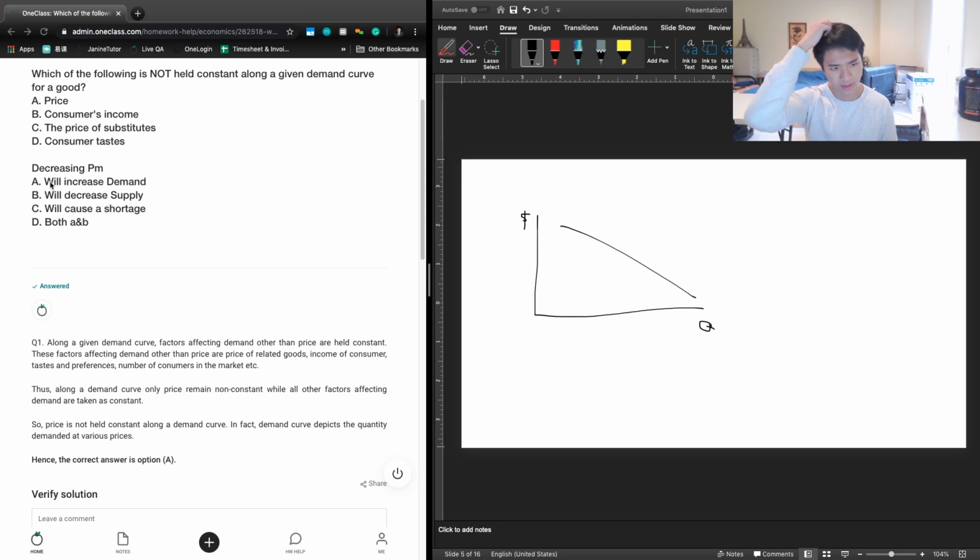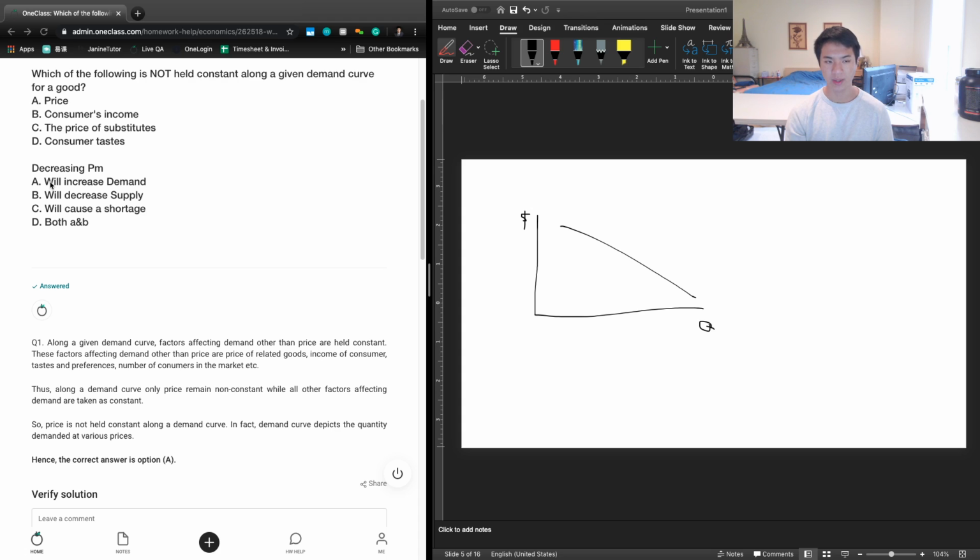And finally, number 2, decreasing price will A, decrease demand, B, decrease supply, C, cause a shortage, or D, both A and B. The right answer here is that if you decrease price, on the demand side you're going to have an increase in quantity demanded. On the supply side, if you had a decrease in price, you will have a decrease in supply, so quantity supplied. People are less likely to supply if the price is low.